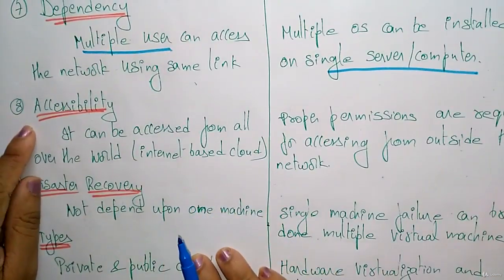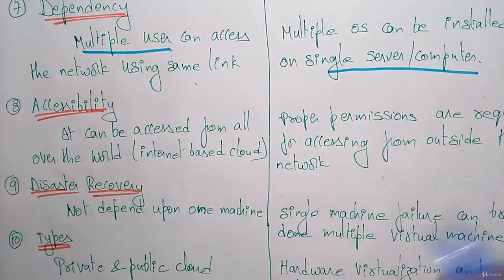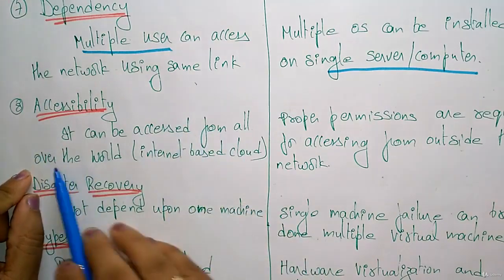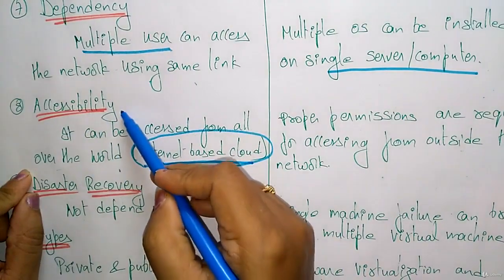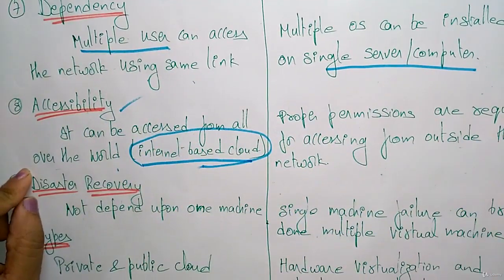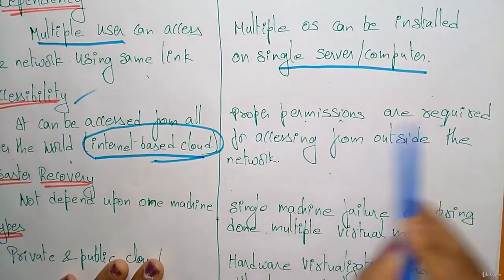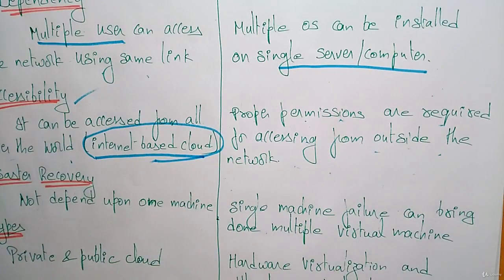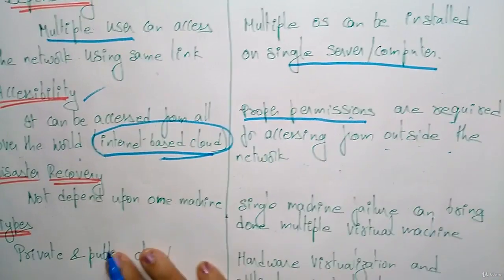Now let's see accessibility, and how accessibility works in cloud computing and in virtualization. Cloud computing can be accessed from all over the world. If you have an internet-based cloud, you can access it wherever you are. The accessibility is higher. Whereas in virtualization, proper permissions are required for accessing from outside the network. If you want to access your virtual machines, you need proper permissions to access from outside the network.